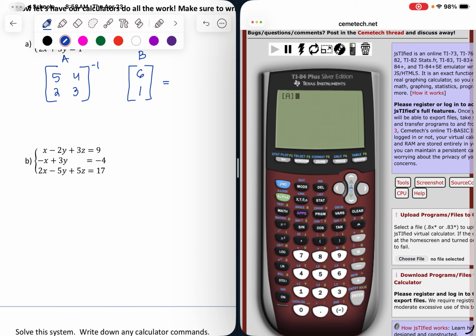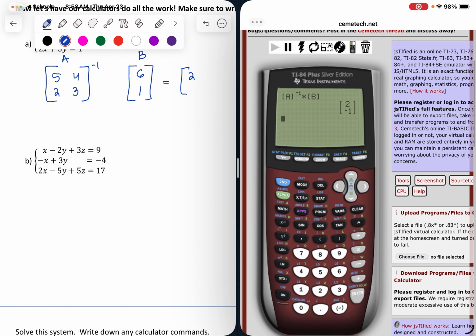And now I'm gonna do matrix A inverse. Inverse is the 4th button down, times matrix B. Enter, and it's 2, -1. So we have the ordered pair 2, -1.